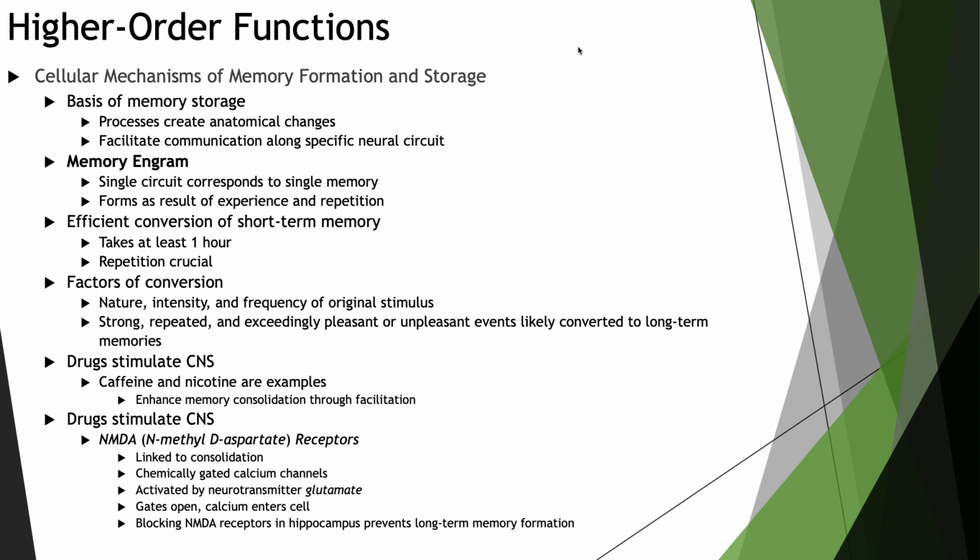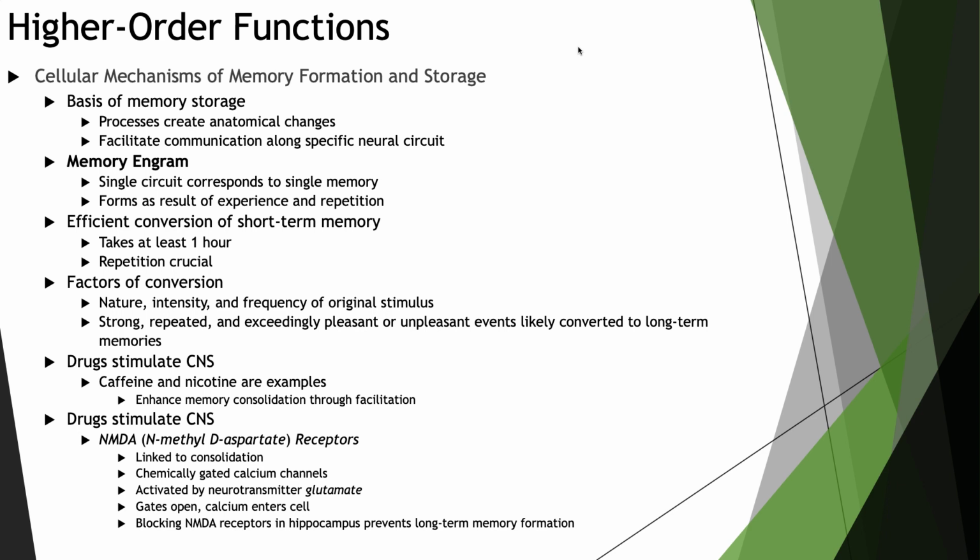A single circuit that corresponds to a single memory has been called a memory engram. This definition is based on function rather than structure, and we know too little about the organization and storage of memories to be able to describe the neural circuits involved. Memory engrams form as a result of experience and repetition. Repetition is crucial. That's why you probably need to read all of our chapters a little bit more than once before you take an exam.